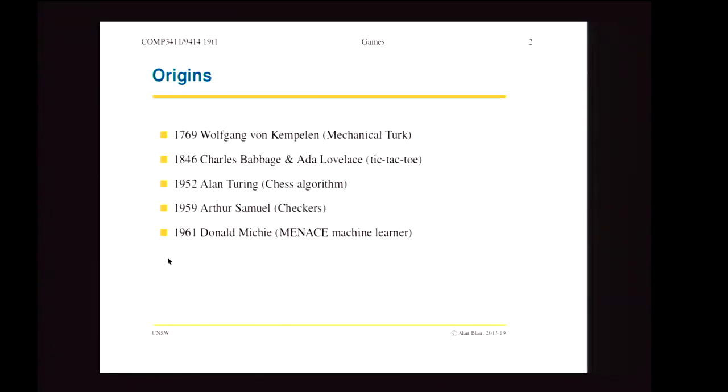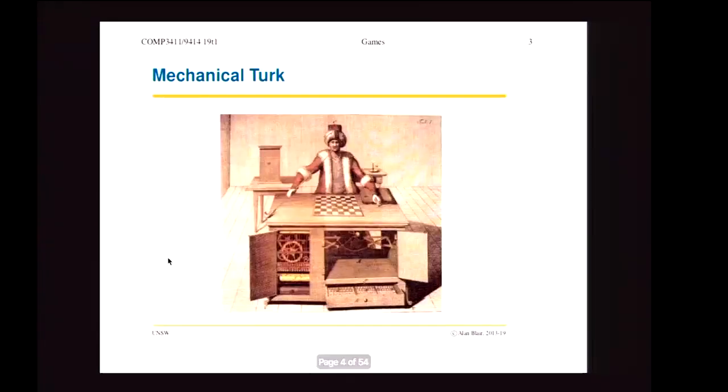So the origins of this. It may interest some of you to know that the very first chess-playing machine was exhibited back in 1769. It was called the Mechanical Turk, which of course has become a website for crowdsourcing. It was designed by Wolfgang von Kempelen, who was the chief engineer in the court of Maria Theresa in Austria, who's best known to us as the mother of Marie Antoinette.